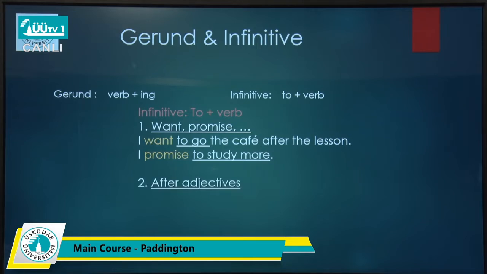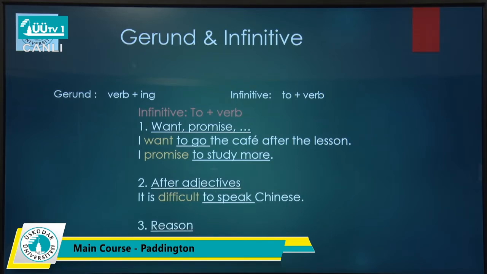The other one, normally a verb doesn't necessarily appear after another verb. Sometimes it happens that we have a verb after other words, like here, adjectives. So, if we want to use a verb after an adjective, it should appear in infinitive form. It is difficult to speak Chinese, or it is easy to learn English.